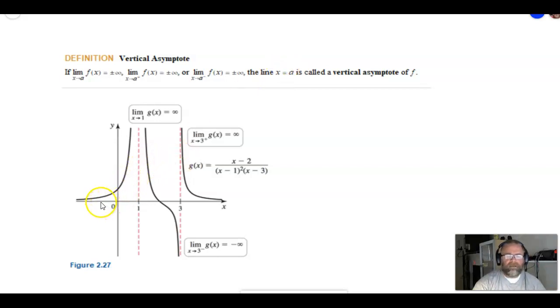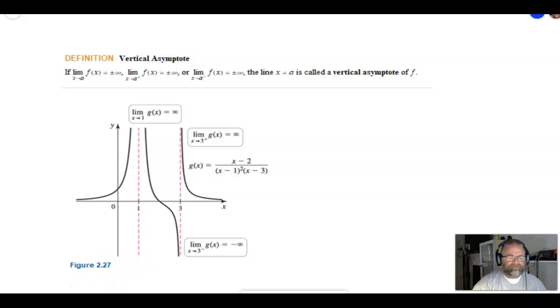So this is a way that we can use limits to define our vertical asymptotes. If we take a look here, notice that x equals 1. From the left, we're approaching positive infinity. From the right, we're approaching positive infinity. For x equals 3, from the left, we're approaching negative infinity, and from the right, we're approaching positive infinity. So for all of those cases, we're going to have an asymptote at x equaling the value in which these limits occur, the x value.